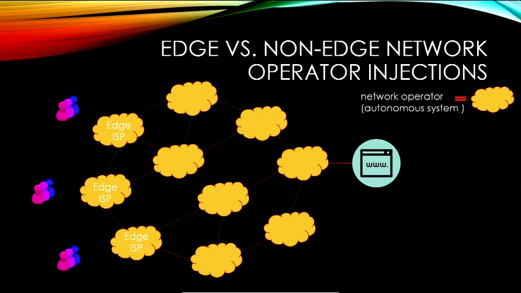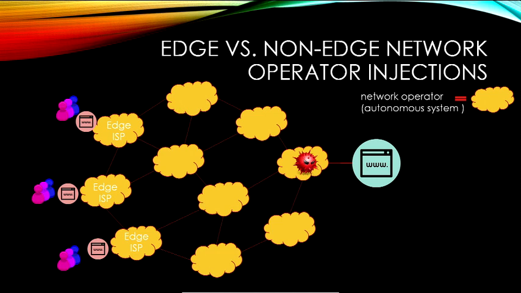So let me just illustrate this for you. Let's say on the right we have a web server, on the left some users that are serviced by several different edge ISPs. Previous works discovered that there are edge ISPs that alter the user's traffic, and these alterations affect only their direct customers, and all the other users are unaffected, of course. In this work, we discovered that also non-edge ISPs alter user content, and since they reside much closer to the web server, potentially all internet users are affected by these content alterations.